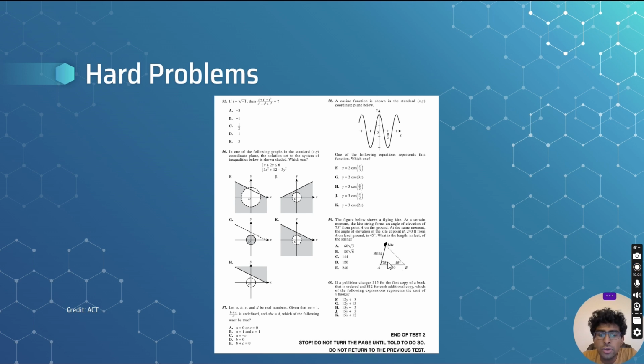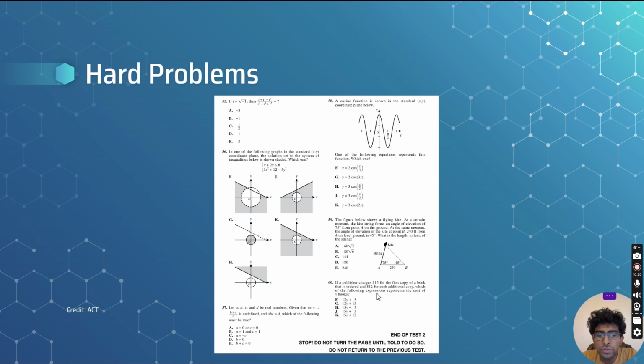So now you can use either one. Actually, no, I'd use the 45-degree angle one, and then I do tangent. So like tangent 45 equals opposite, what we're trying to find, over adjacent 240. You can solve for the length of the string.